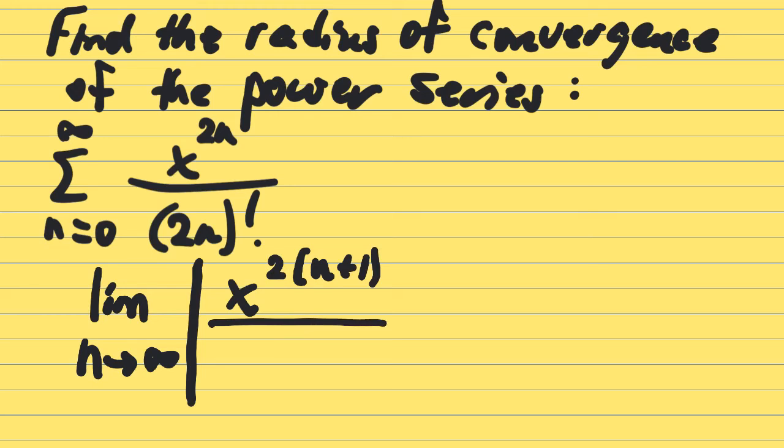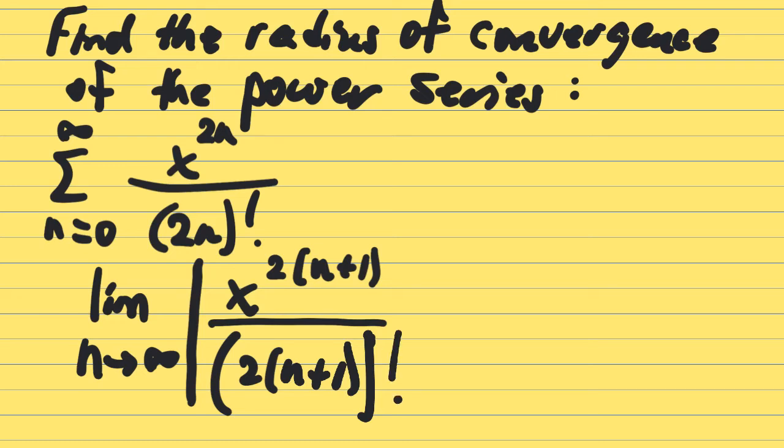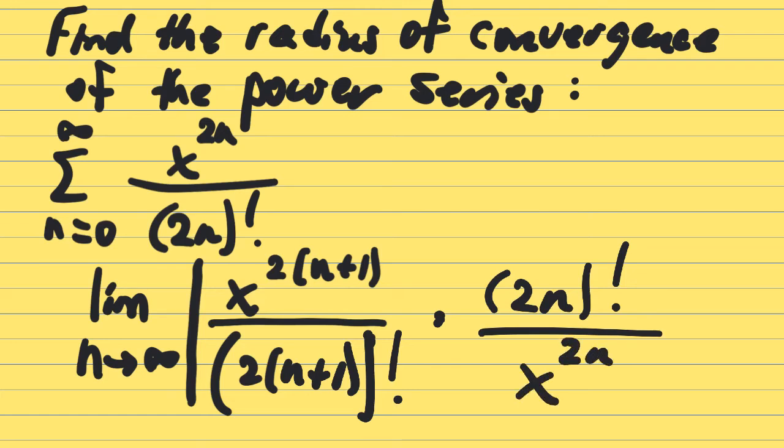All the n's get replaced with an n plus 1. It's a little tricky right there. (2n plus 1) all factorial times the original, just flip it upside down. Dividing by a fraction is the same as multiplying by its reciprocal. Okay, so we're going to see where this ratio comes out. And remember, from ratio tests, we want the absolute value of this ratio to come out less than 1.